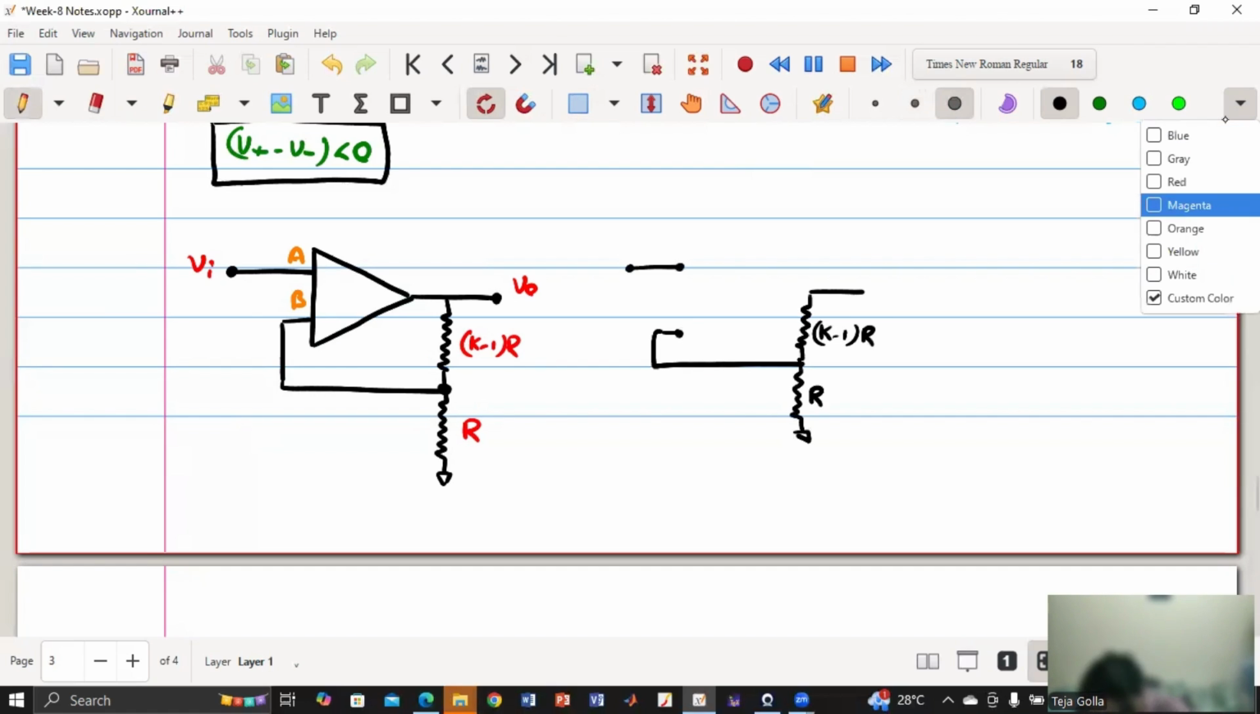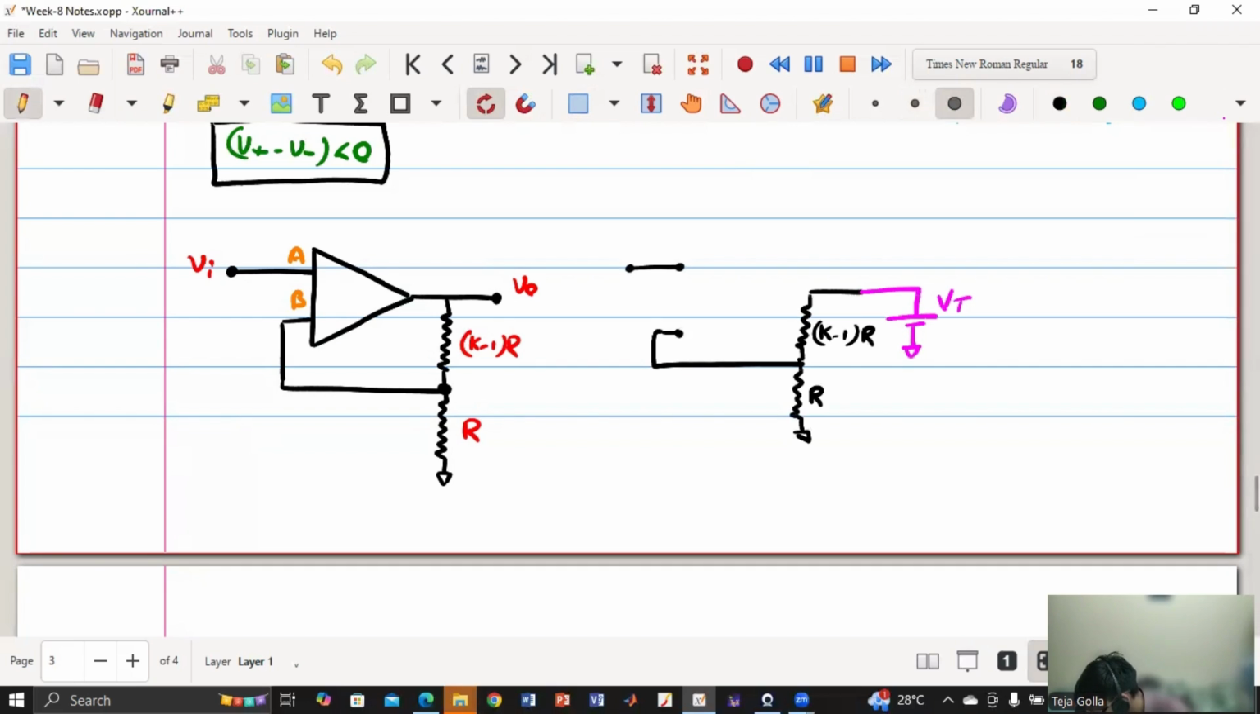Now I'll excite this with a voltage V test. And this will be grounded because I have to remove all the independent sources. So now this is my A, this is my B. Now you tell me VAB: VA is 0 and VB, if you calculate it, will be 1 by K into V test, right? Because it's a resistor divider. Now you tell me VAB is equal to what? Minus 1 by K into V test, right? So it is coming to be less than 0.